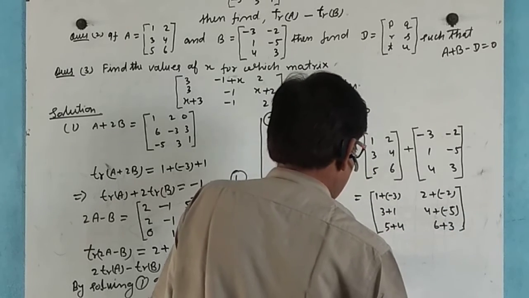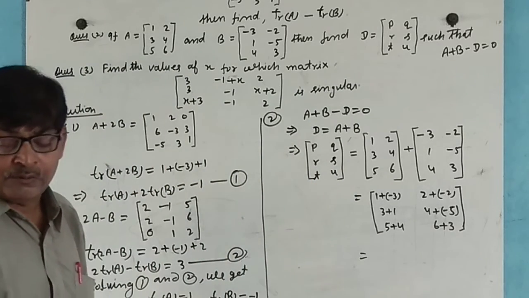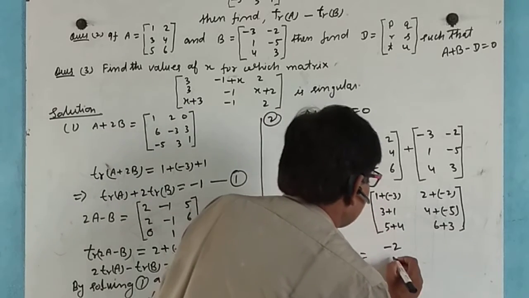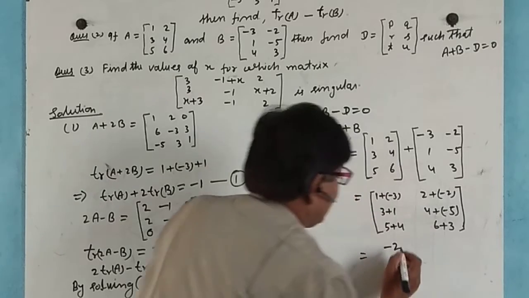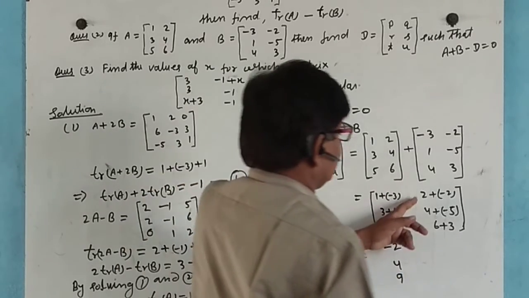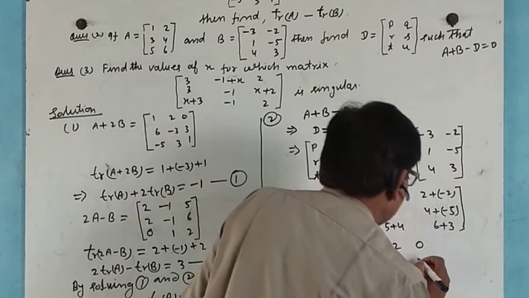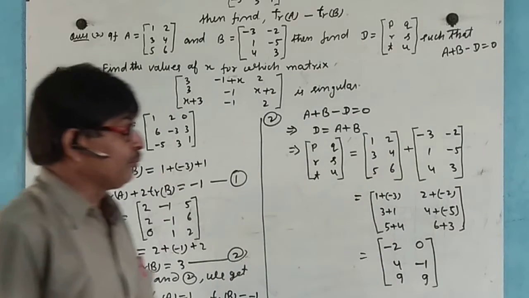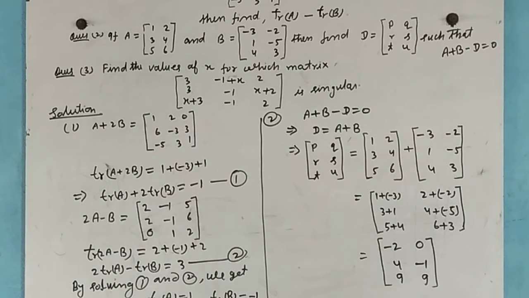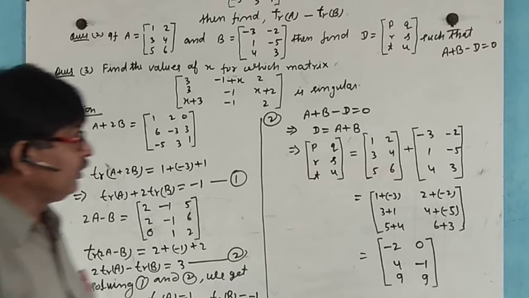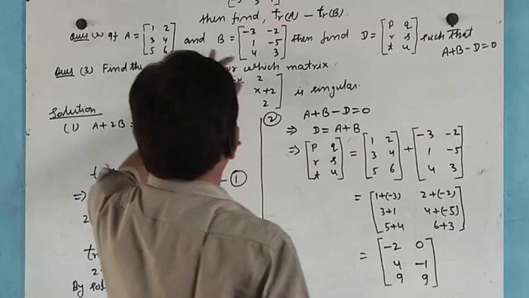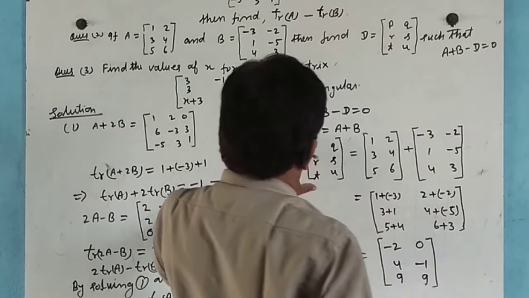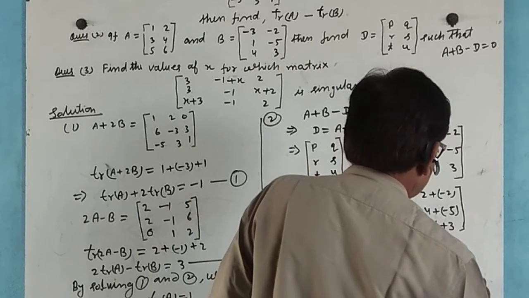Now, here 1 minus 3 is equal to minus 2. 3 plus 1, 4 plus 4, 5 plus 4 is 9. This is equal to 0. This equal to minus 1. This equal to 9. It means that minus 2, 4, 9, 0, minus 1 and 9. This is the value of this, and in this case A equals this, B equals this. Find D equal to this, and this value comes here, so that this is our answer.